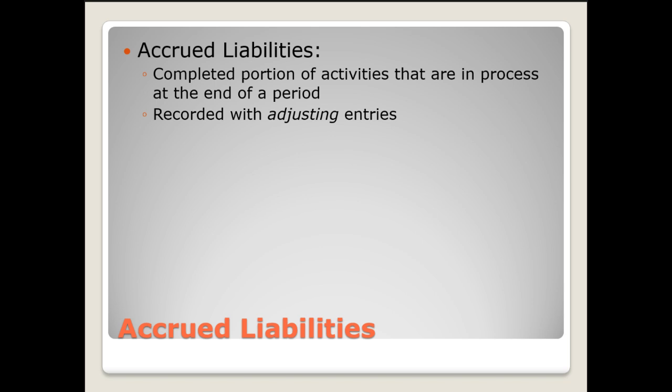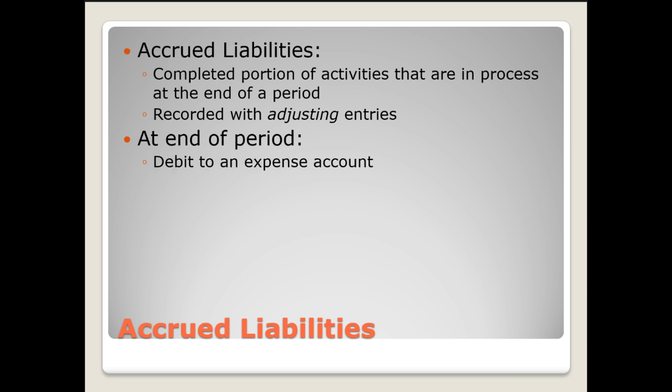Now, another kind of current liability are accrued liabilities. These are the completed portion of activities that are in process at the end of a period. They're recorded with adjusting entries, and you've actually looked at most of these before, so this section is a review from earlier chapters.